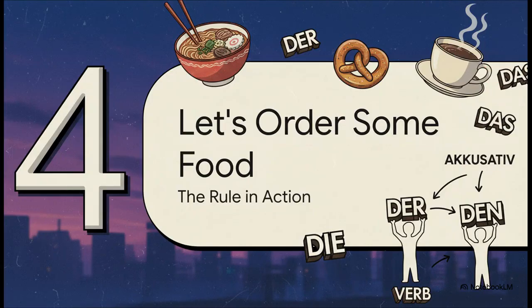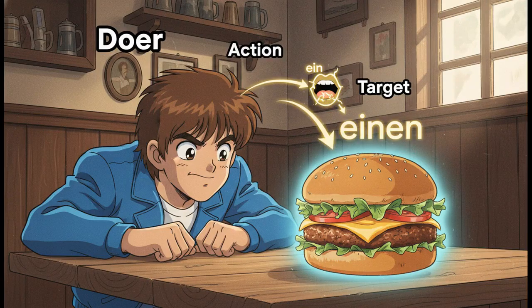All right. Enough with the theory, let's see this rule work in the real world. And what's a better way to test it out than with something you're actually going to do in Germany, ordering some food? Okay, so let's say you want a hamburger. You'd say, Ich esse einen Hamburger. Let's break that down with our system. Who's the doer? Ich, that's I. What's the action? Esse, to eat. And what's the target? The hamburger, of course.